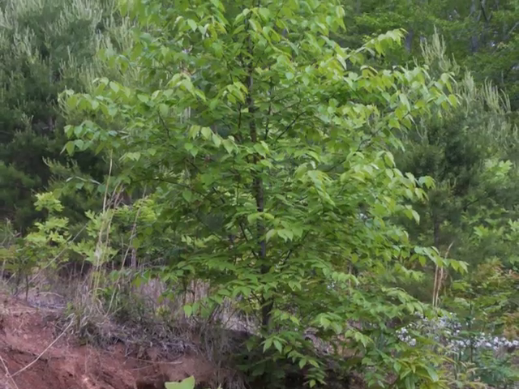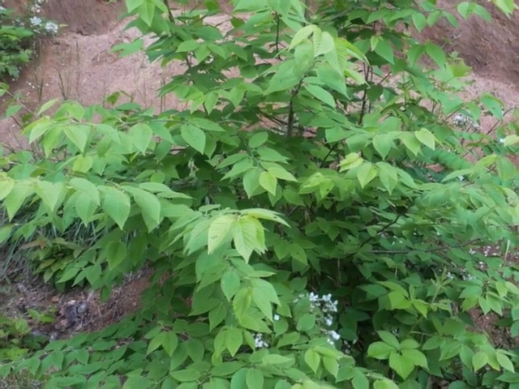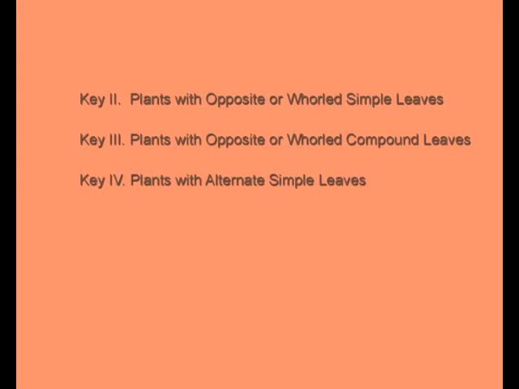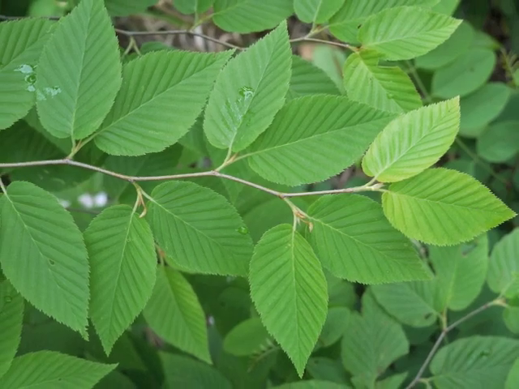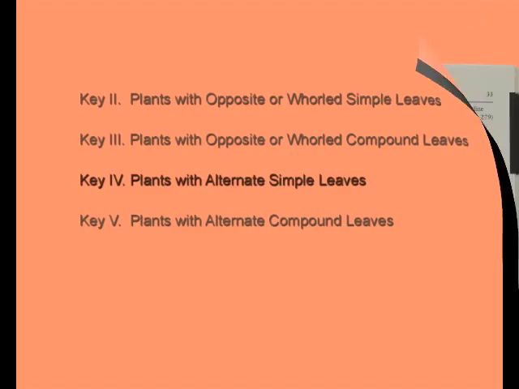These photos show the tree during the spring season, so we'll use the summer keys. The choices of keys include Key 2, plants with opposite or whorled simple leaves, Key 3, plants with opposite or whorled compound leaves, Key 4, plants with alternate simple leaves, Key 5, plants with alternate compound leaves. In looking at the arrangement of leaves on the branch, we can see this is a plant with alternate simple leaves. So now we turn to Key 4 on page 32.